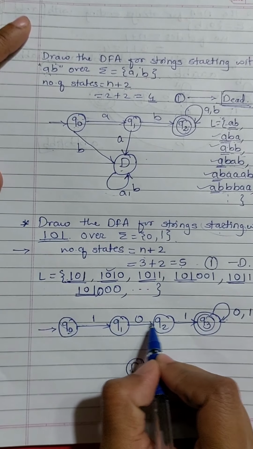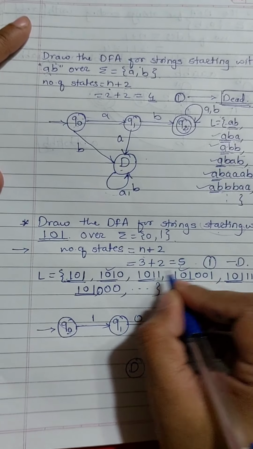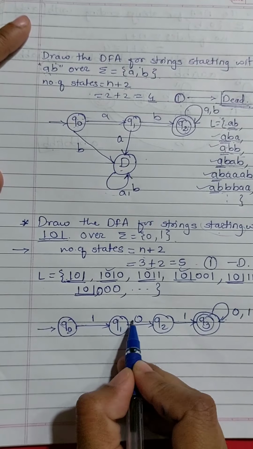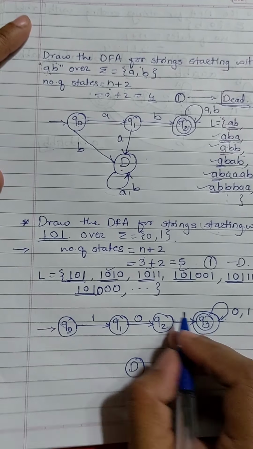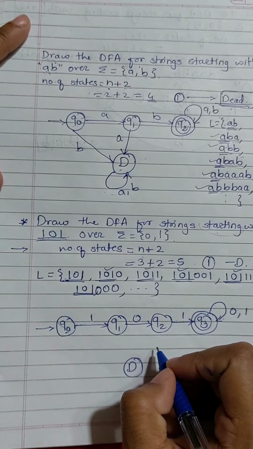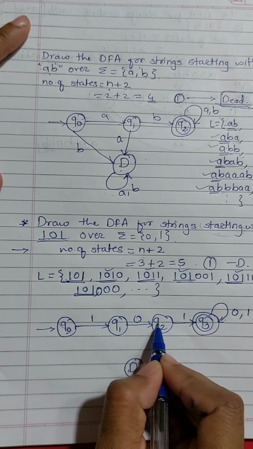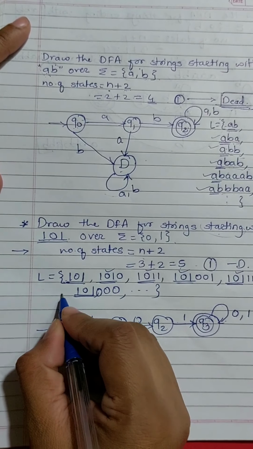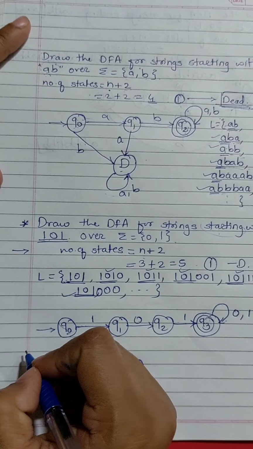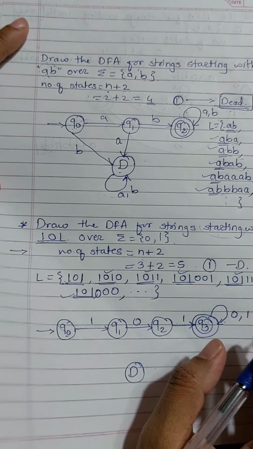Next we have 101001. So we can say this is also acceptable. Now check 101111. We can say this one is also acceptable. Now the next one, 101000. So this is also acceptable. So we can say that the strings which we listed, they all are acceptable. So we can say that we have completed the DFA.